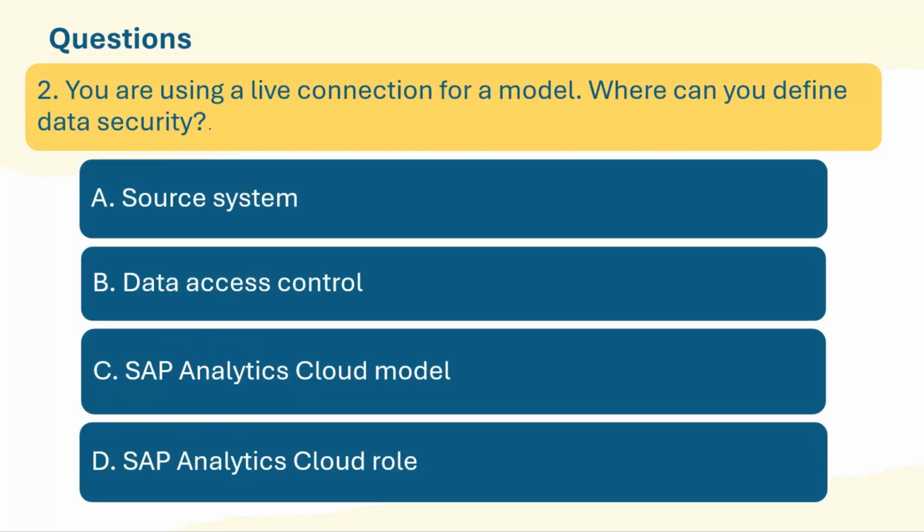Okay. So moving to the next question, you are using a live connection for a model. Where can you define your security? As you know, when we are using a live connection, we don't have any control on defining the roles and authorization at the SAC level. So it will always be in the backend. That means the source system.